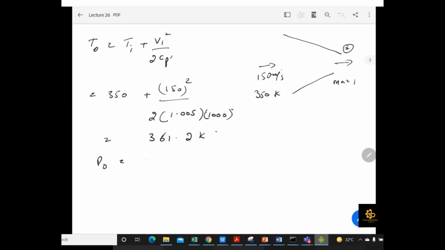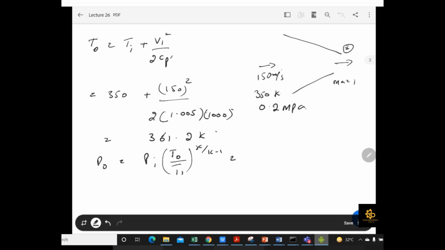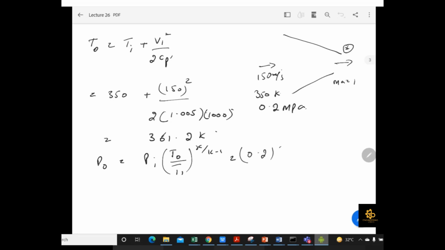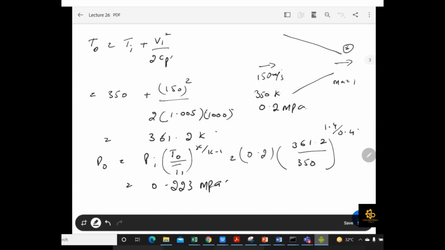And then from there you can easily find the stagnation pressure, using the simple isentropic relation, with exponent K divided by K minus 1. So Pi is mentioned in the question, which is 0.2 megapascal. So 0.2 times T naught, which we have just found, 361.2, over T1, which is mentioned in the question, 350, with specific heat ratio for air 1.4 over 0.4. So if you solve it, you will get the P naught value as 0.223 megapascal.